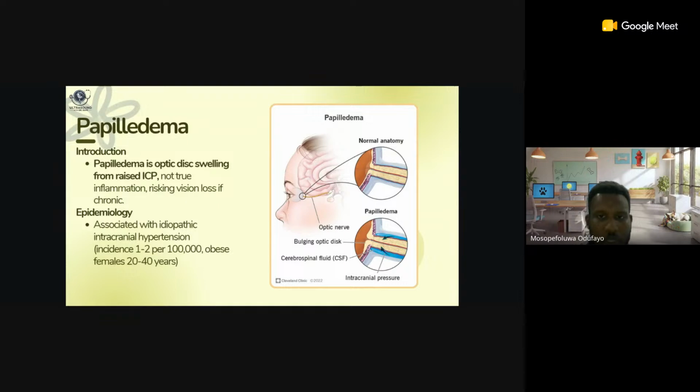Now, bulginess of the optic disc. Is that okay? Okay. So let's look now properly at papilloedema. Papilloedema is optic disc swelling from raised intracranial pressure.